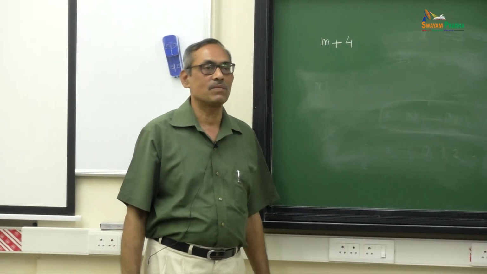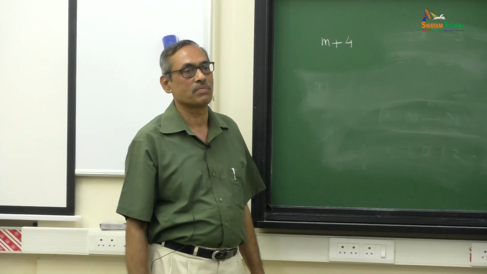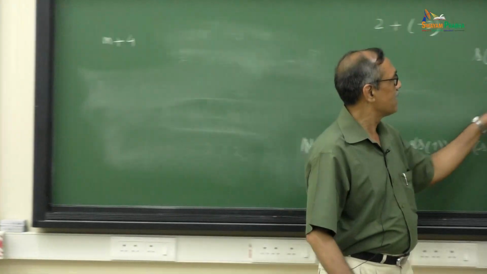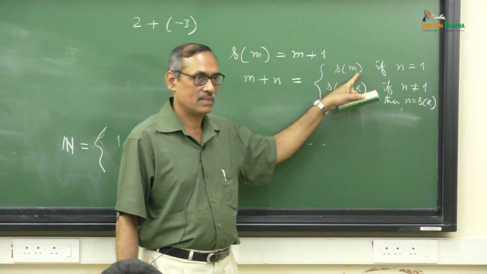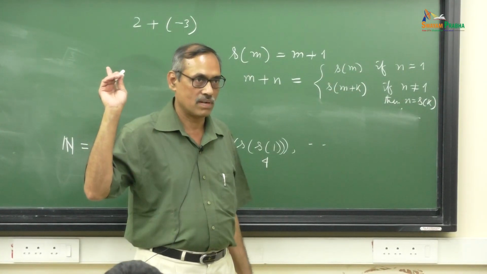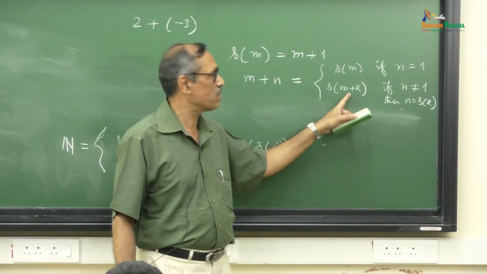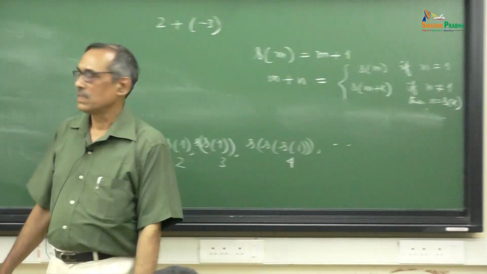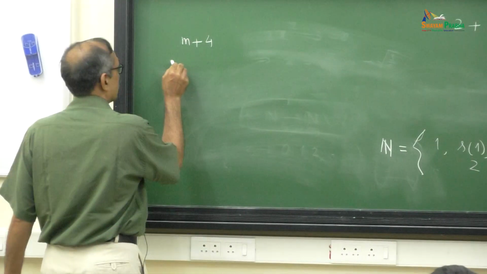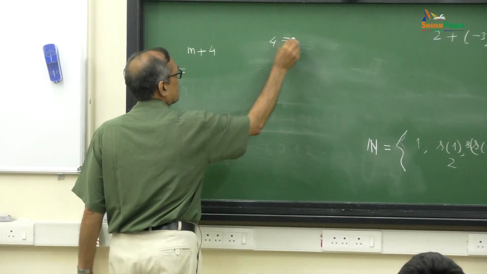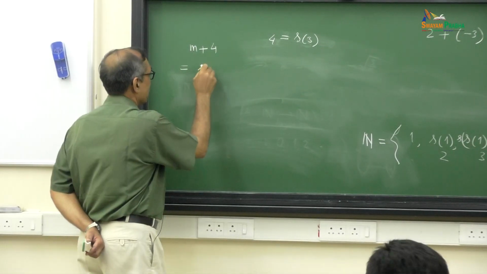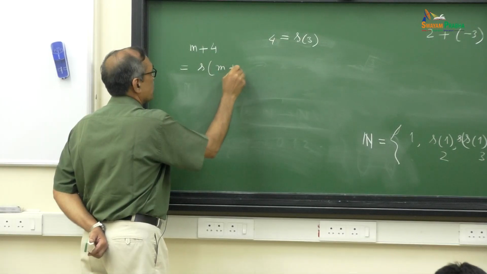Now, let us try to apply what we mean by m plus 4. Apply our definition. Now, m plus n where n equals 1 is s of m. But n is not equal to 1, it is 4. So, what will it say? It will say n must be equal to s of k. Right? So, what is this? This 4 is equal to s of 3. Right? So, I will write here s of m plus 3.